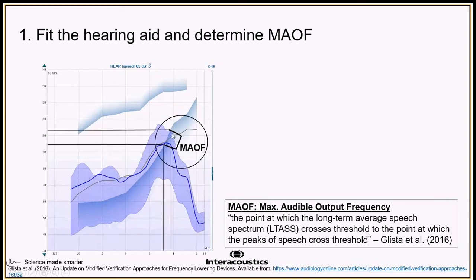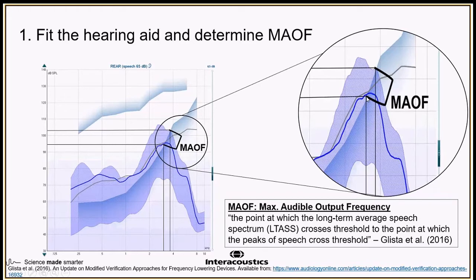So let's just enlarge that. And what we can see is at this point here, the long-term average speech spectrum is crossing the patient's threshold, up to the peaks in this area. So that area is determined as our MAOF. And that, in this scenario, is shown at 3.8 kilohertz, which ideally could even be termed as an edge frequency, the last hearing area before the dead region. This is the area that we want to move this sound into to then give stimulation.